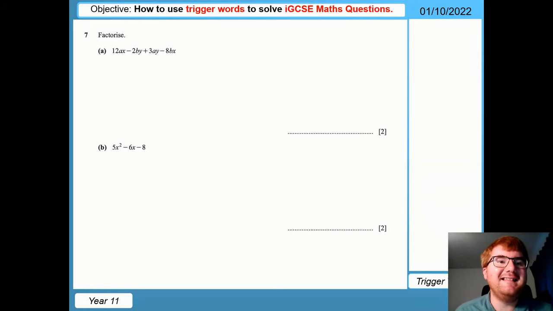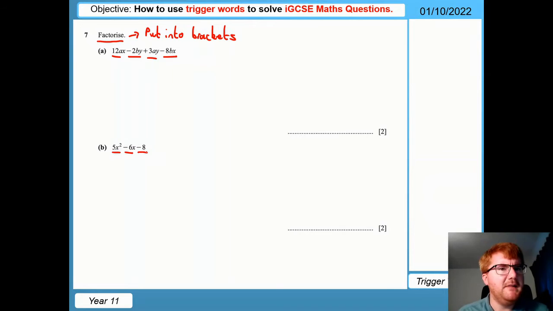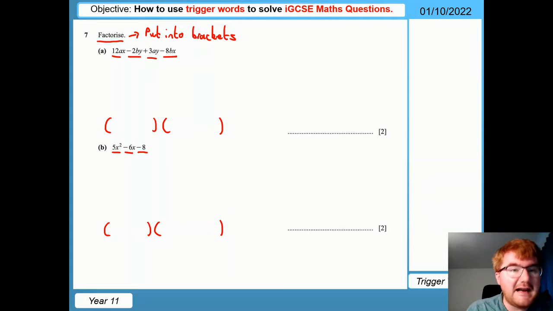So let's now look at this typical question. Remember, factorize just means put into brackets. So keep that in mind as we go through the question. Now notice how many terms we have in each question here. So we have 1, 2, 3, 4 terms here, and then we have 1, 2, 3 terms. So both these things tell me that at the end I want to put this into a double bracket. So I count the terms, and that gives me an idea of what kind of factorization I want to do. In this case, into 2 brackets.